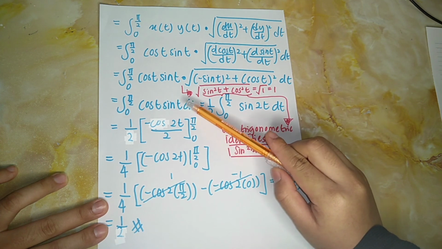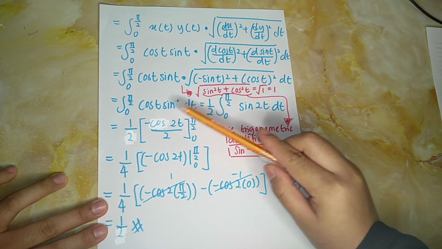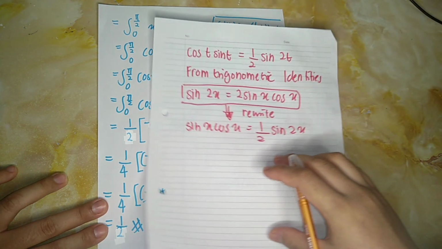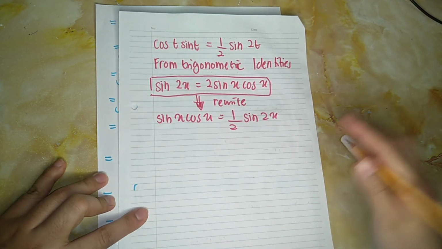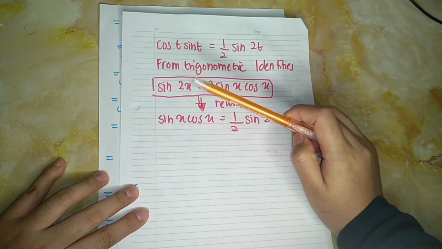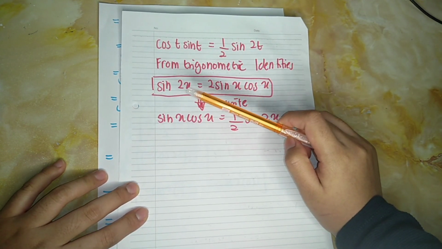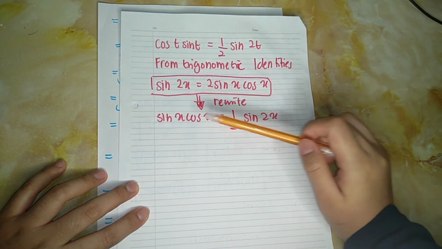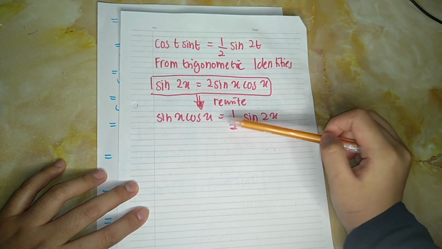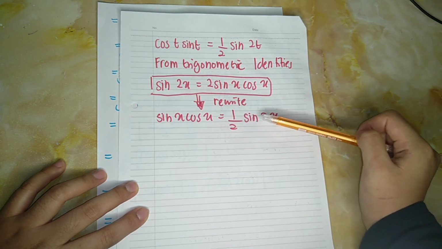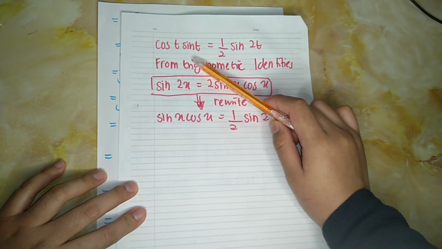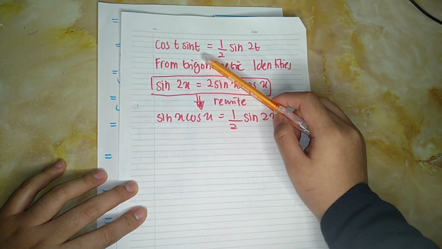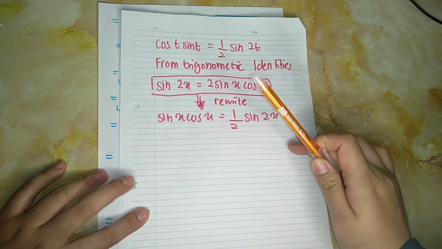But for the cos t sin t dt here, we can get the value of cos t sin t from the trigonometric identities too, which is when we take sin 2x equals 2 sin x cos x, then we rewrite it as sin x cos x equals 1 over 2 sin 2x. And here this is for our solution, with which we use t as our variable.